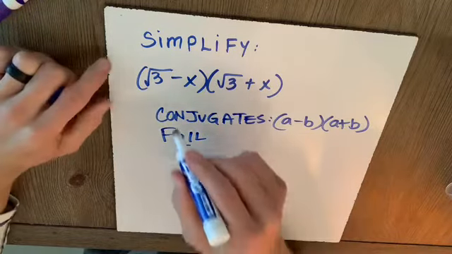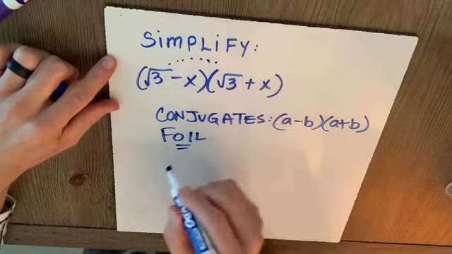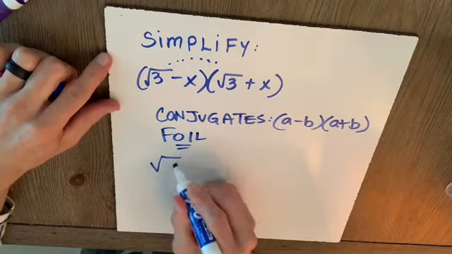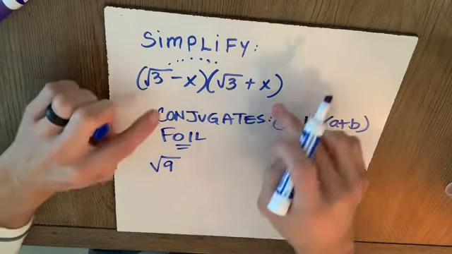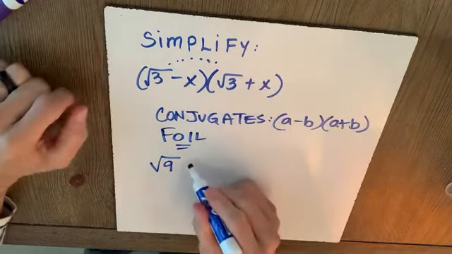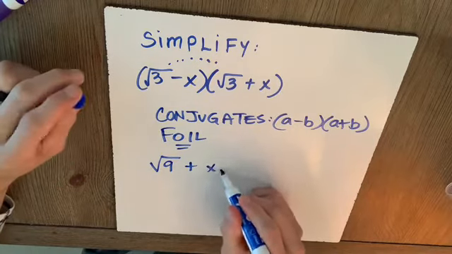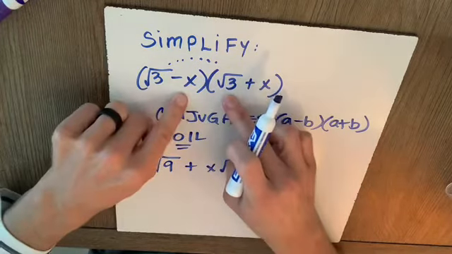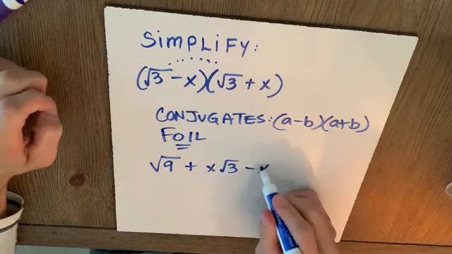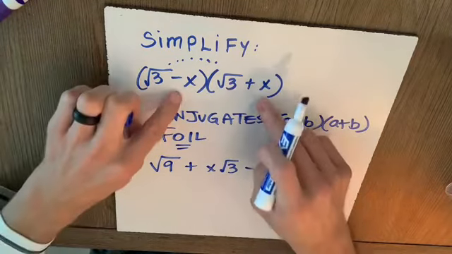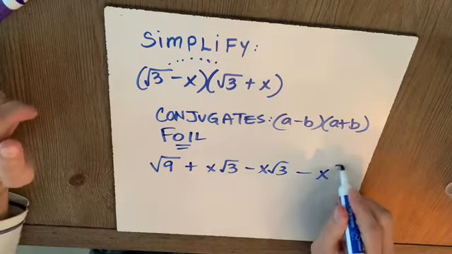So let's see. First times first will give us the square root of 3 times the square root of 3, which is the square root of 9. Outer is plus x square roots of 3. Inner is minus x square roots of 3. And last is minus x squared.